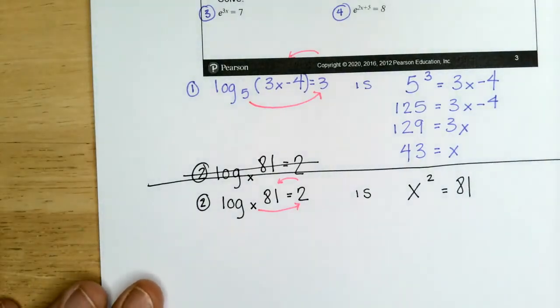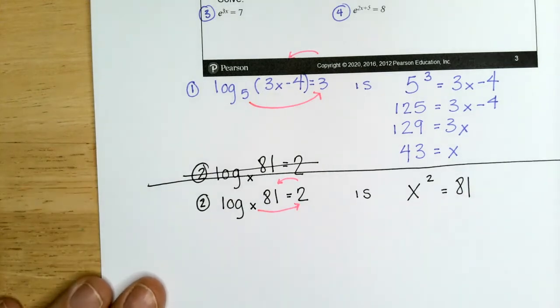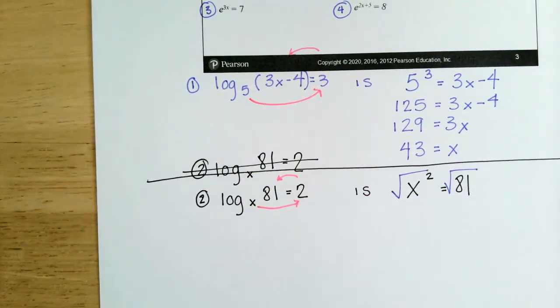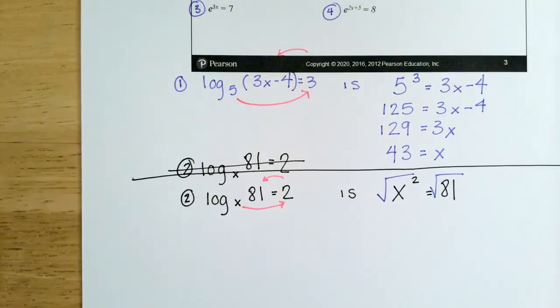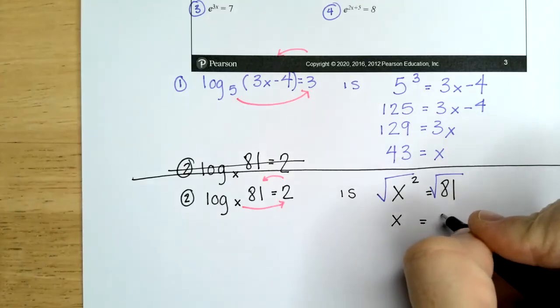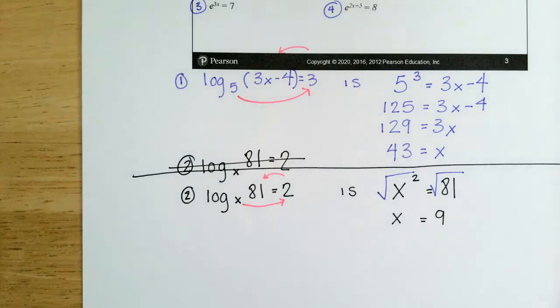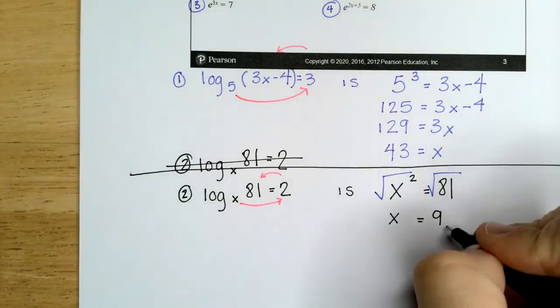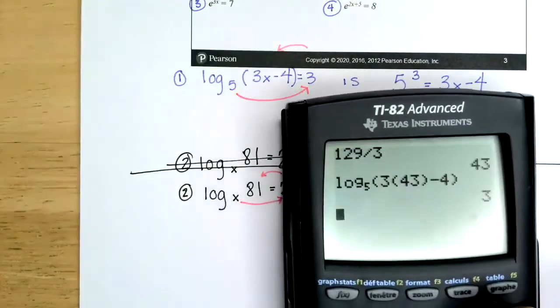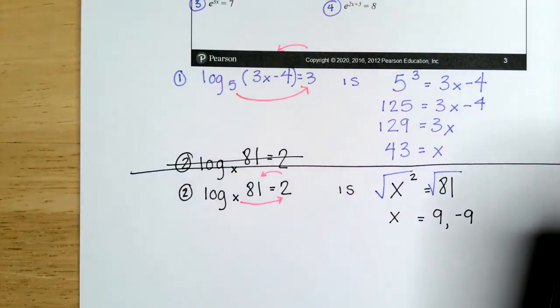X squared equals 81. Like one step. That one step would be square root both sides, right? The square root of x squared is just x. The square root of 81 is 9 as its principal square root, but we also know that negative 9, if I took negative 9 and squared it, I could get 81. All right, let's check our answer. So we say x is 9 and x is negative 9.